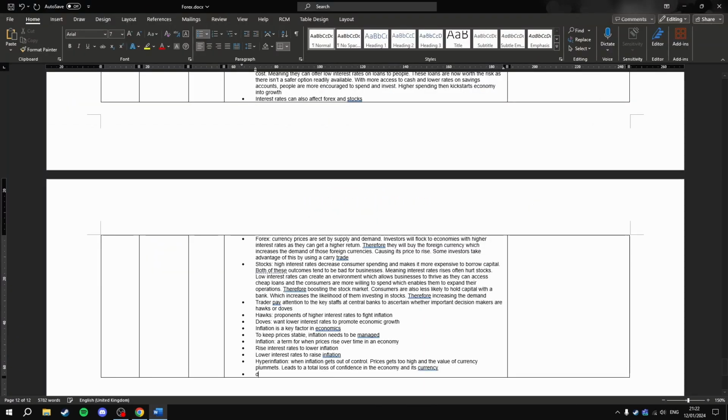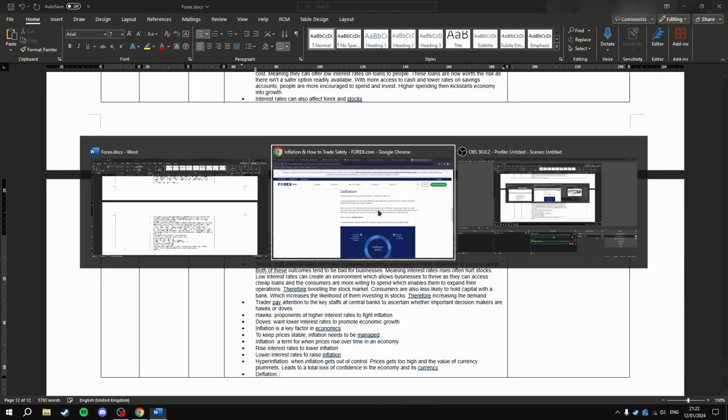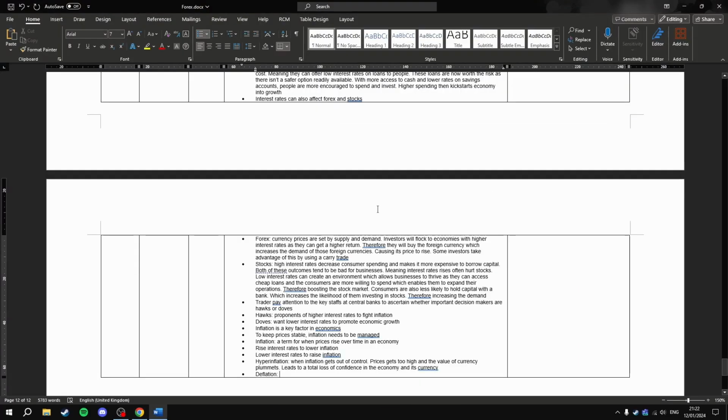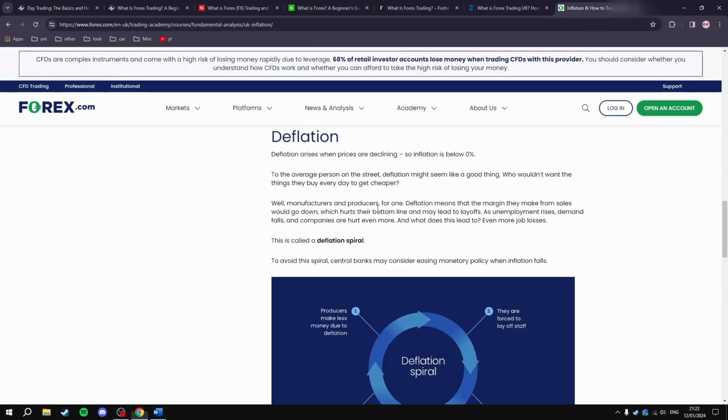Deflation. Deflation arises when prices are declining, so inflation is below 0%. To the average person on the street, deflation might seem like a good thing. Who wouldn't want the things they buy every day to get cheaper? Well, manufacturers and producers for one.